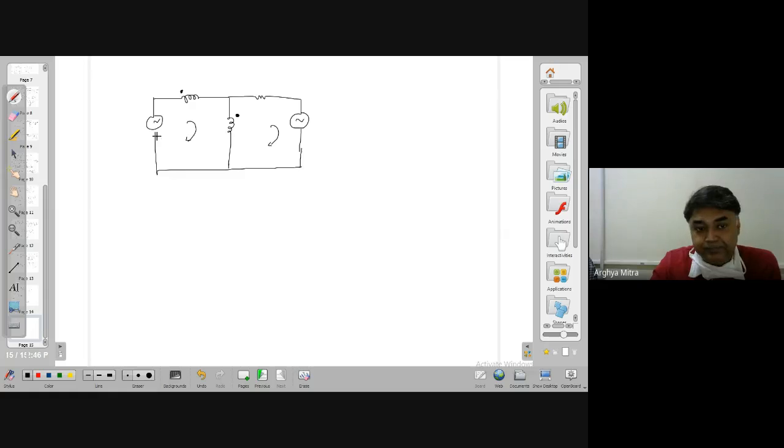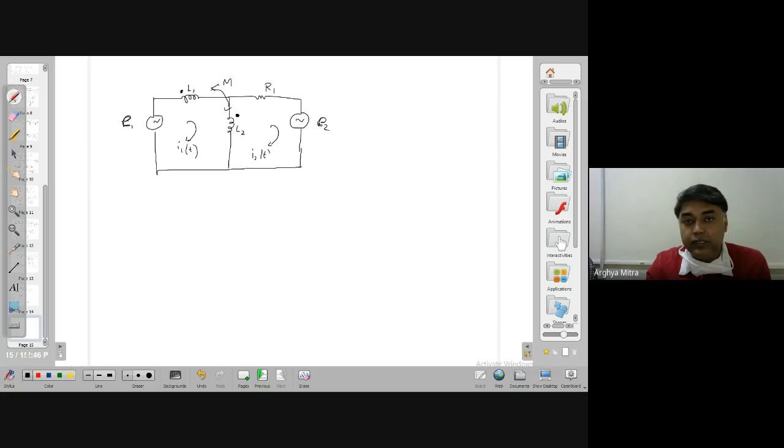So let me have it. Suppose this is L1, this is L2, and I have a mutual inductance which is M. Maybe this is R1, this is E1, this is E2, and something like that. Okay. So let it be small e1, small e2. This is i1 of t, this is i2 of t, that I want to find out. This M is given. So how can I solve for it?